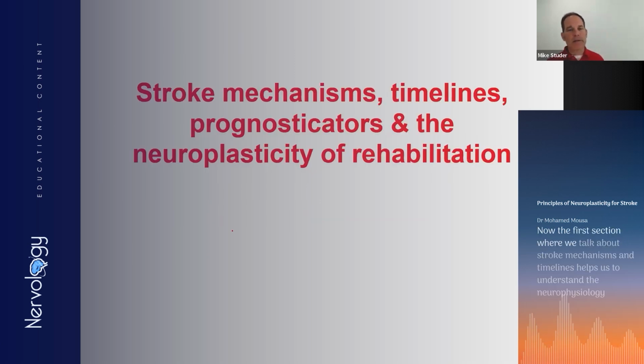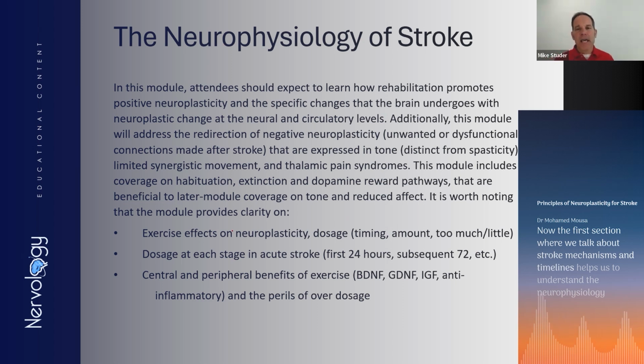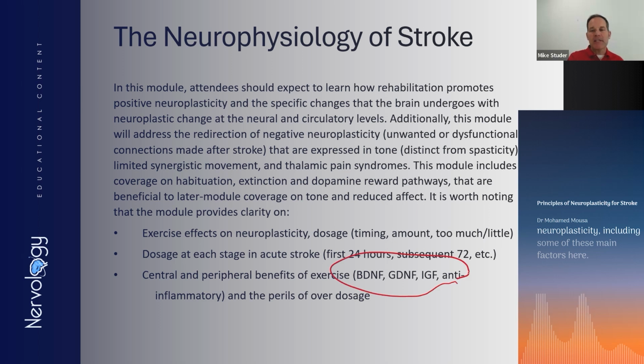Now, the first section where we talk about stroke mechanisms and timelines helps us to understand the neurophysiology of stroke, because they're not all the same. So we're going to be looking at what's safe to do within the first 24, 72, and 1 week after stroke. And we're going to see what we do in the rehabilitation clinic that helps to promote neuroplasticity, including some of these main factors here: brain-derived neurotrophic factor, glial-derived neurotrophic factor, insulin-like growth factor, and what we can do to promote neuroplasticity.